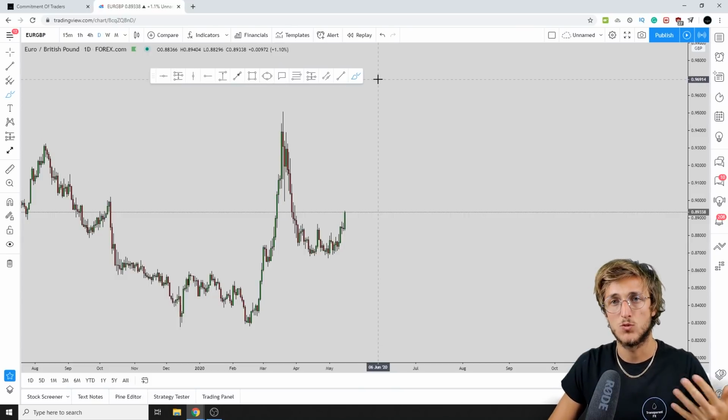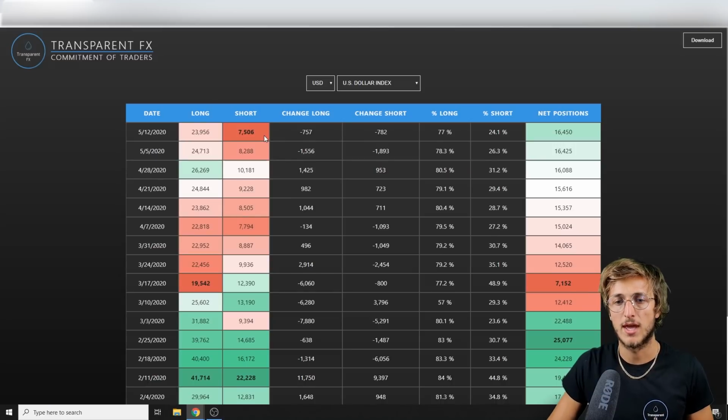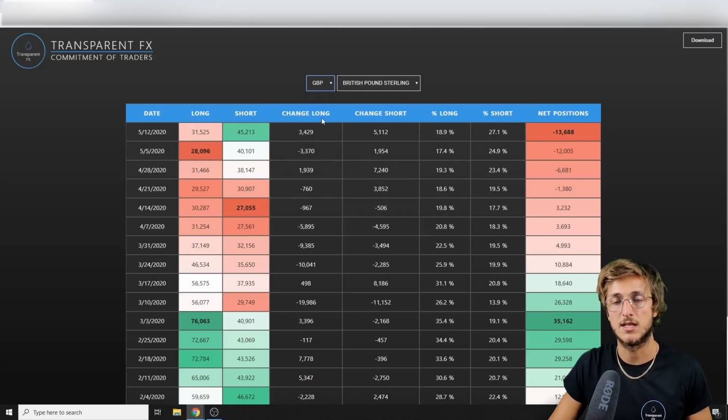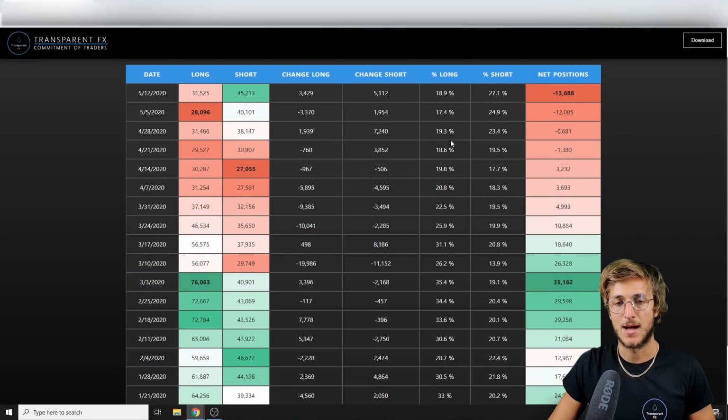Before we go and see what we had on the weekly time frame, let's go and see what we had from a COT perspective. So what hedge funds were doing on the pound and what hedge funds were doing basically on the euro. So what we can see from a pound perspective, we can clearly see that hedge funds were selling and are selling the pound aggressively.